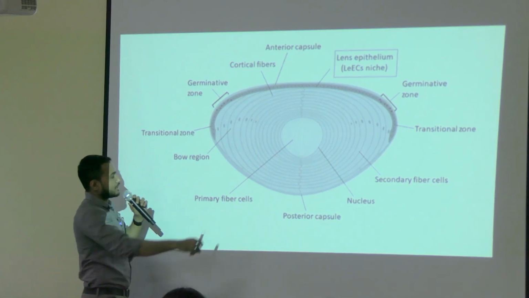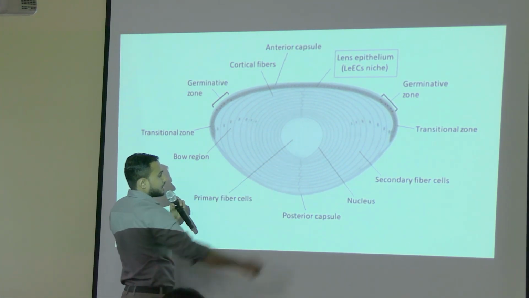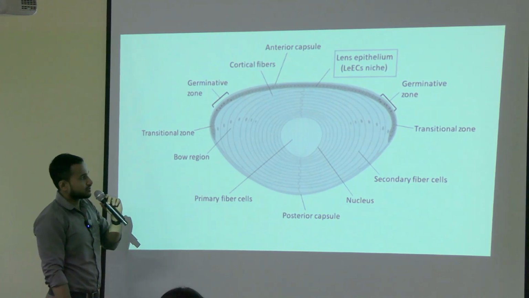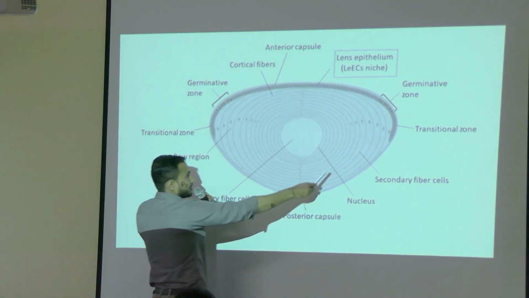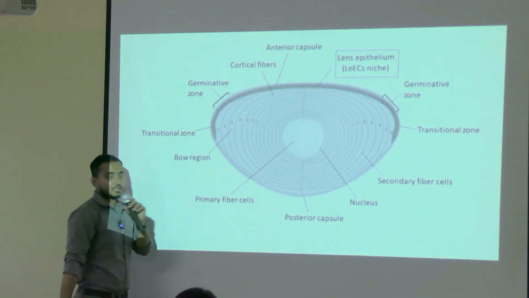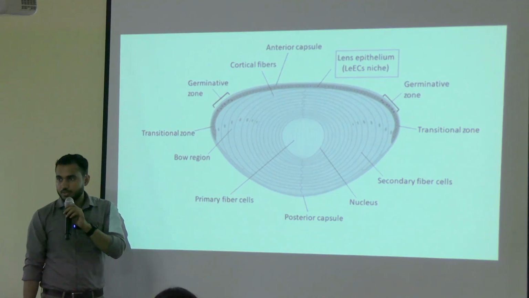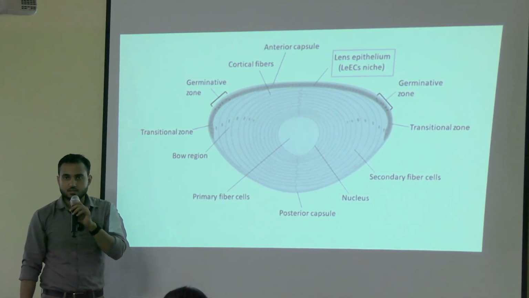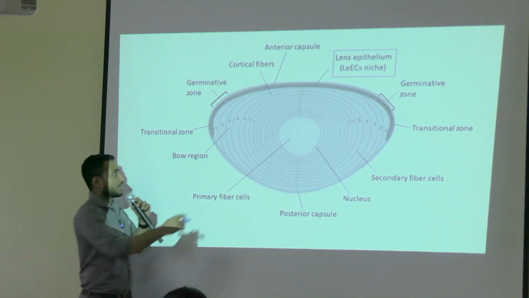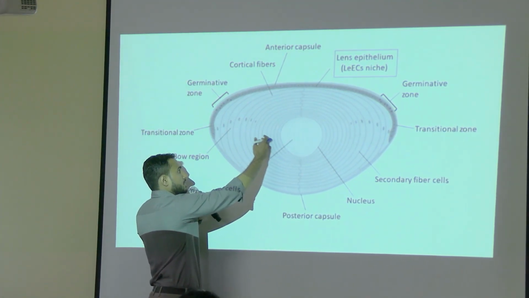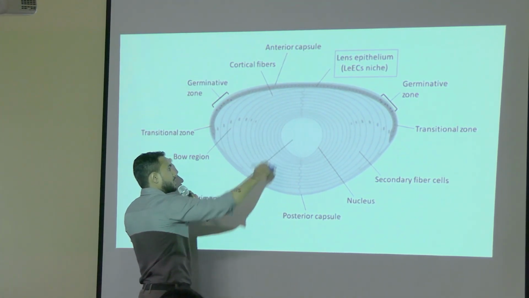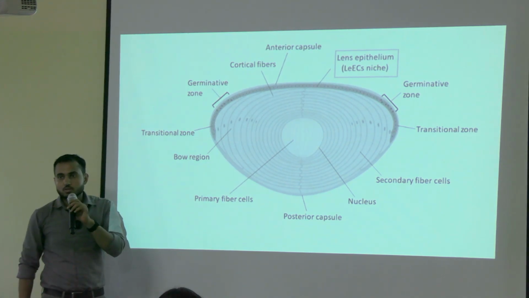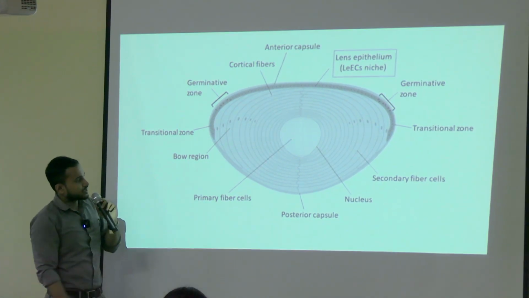Now at the center, you can see these are the primary fibers. And these are the secondary fibers. Primary fibers are the old fibers, which have already been produced, and gradually they will go towards the center and occupy the center. As you can see, fibers are forming and gradually they will go and occupy the center. It is also present in the center, as you can see.